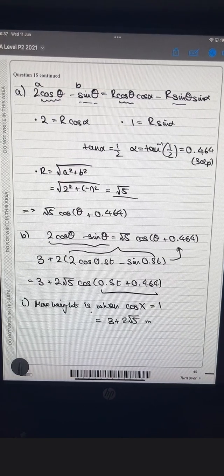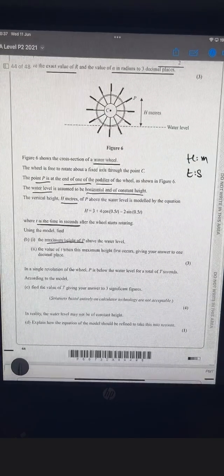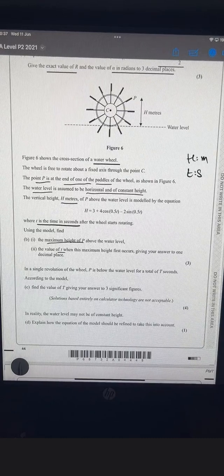Now let's look at what part 2 says. I have a feeling part 2 is about time. It is. Find the value of t when this maximum height first occurs, giving your answer to 1 decimal place.